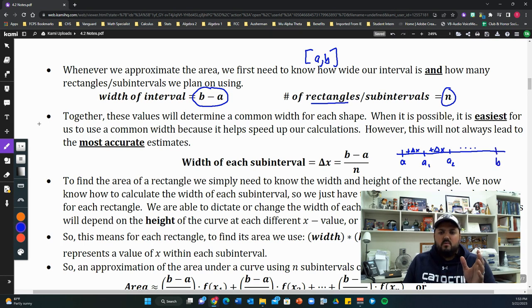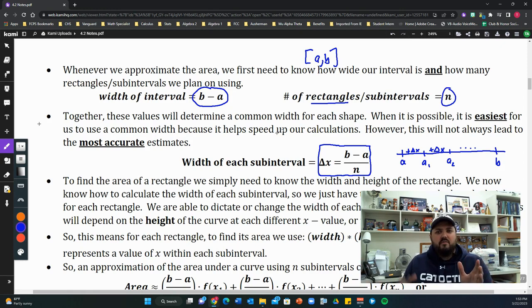That's the idea of these equal subintervals. But calculating this value is the very first step in this whole big process. So we have to know how wide each of our rectangles are. If you think about it, by calculating this, we actually have one dimension of every rectangle that we're going to end up with.